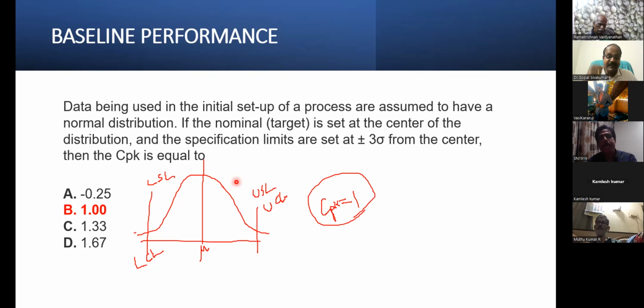Again I ask you, why is CP equal to CPK? The spread is the same, the specification is the same. When CPK is equal to CP, your process is centered correctly. Your process average is on the target. So your process is not shifted. If the process is not shifted, you calculate CP, you calculate CPK, it will give the same value only.